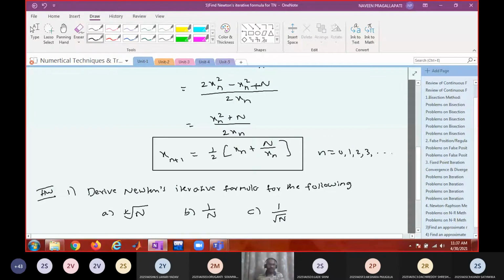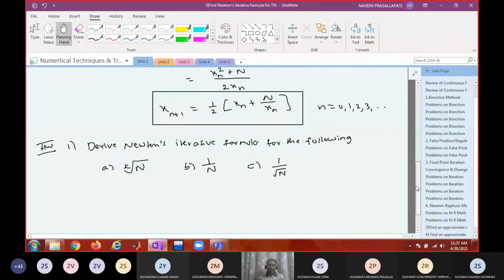I think if you can find out the iterative formula for kth root of n, when you put k equal to minus 1, you may get this. If you put k equal to minus 1 by 2, you may get this. Are these two not particular cases of this? Yes. Okay. So try to derive a general formula for the kth root of n using Newton's iterative method.